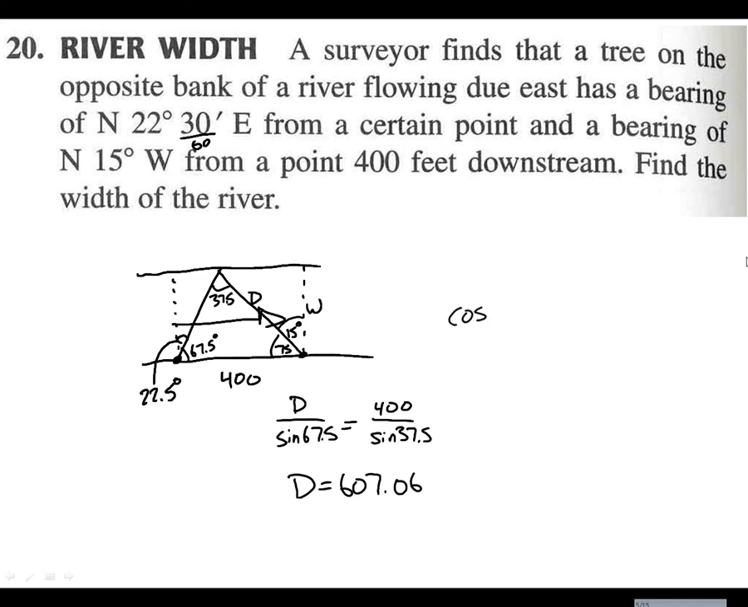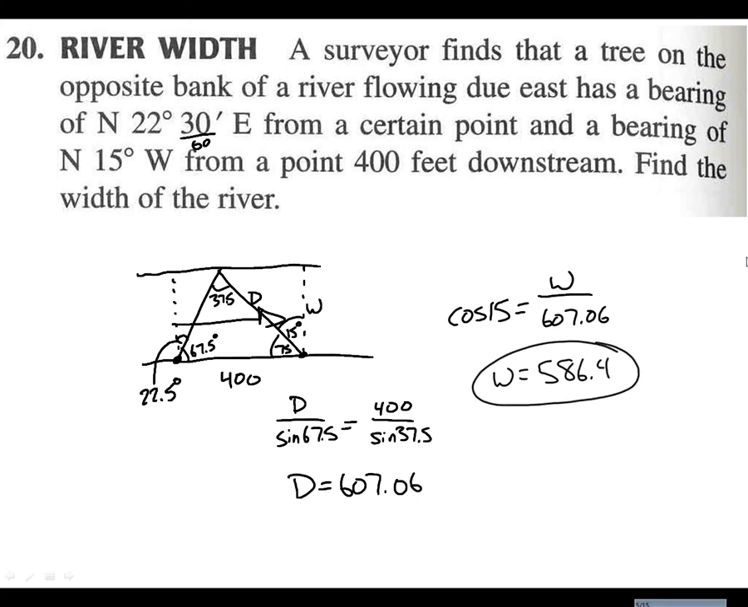So the cosine of 15 is going to be W over the hypotenuse, which is 607.06. Cosine of 15 times 607. And we end up with 586.4 feet for the width of the river.